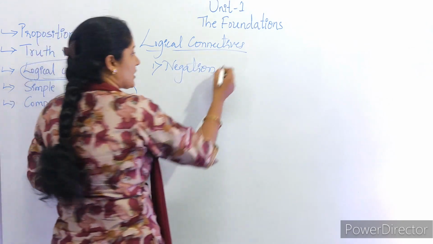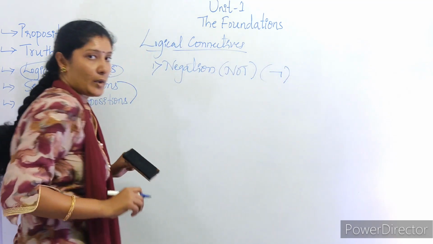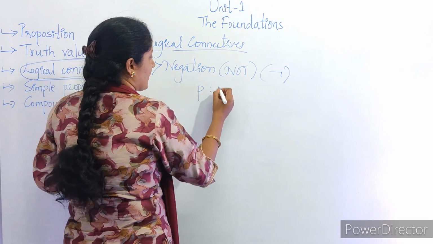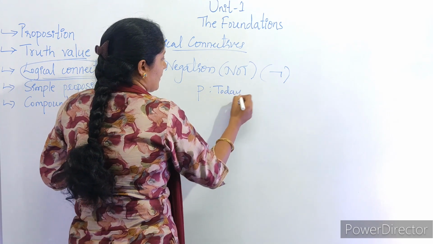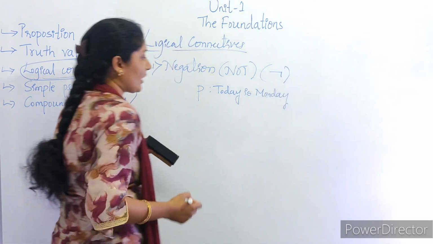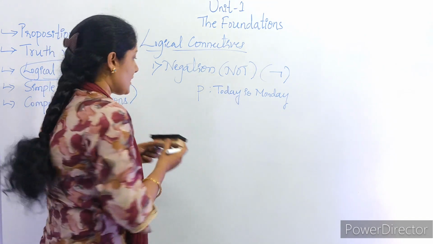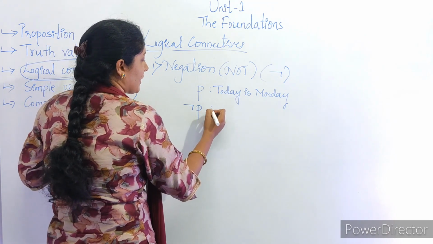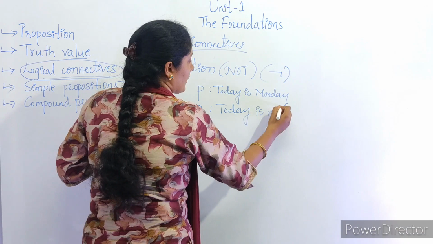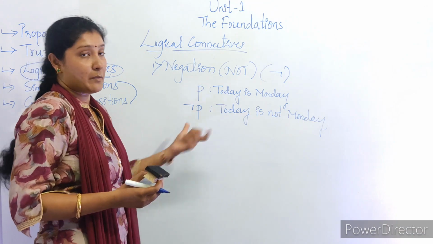So, the meaning of negation is nothing but not. And its symbol is this one. So, how to write this? For example, the proposition P: today is Monday. Okay, then what is its negation? Obviously, we have to use the word not. So, negation of P is today is not Monday. So, this will be the negation in terms of statements I am telling you.